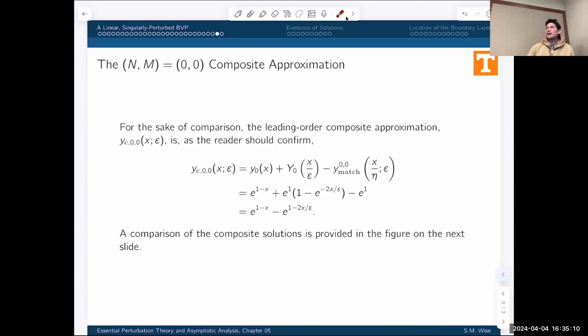Now this part here would be much easier to do. It's easy to go back and find out what the 0-0 composite solution is. That involved a lot less work. And it turns out that's just these two functions. And again, no matter what order you're at, you're always going to have something which is a function of x and something which is a function of x over epsilon. This is what we get from the outer contribution, and this is what we get from the inner contribution. And notice what happens when I subtract off the match function here, I am going to get some cancellation. So usually whatever terms you put in here are going to seek out and destroy a few of the terms that are appearing in the inner solution expansion.